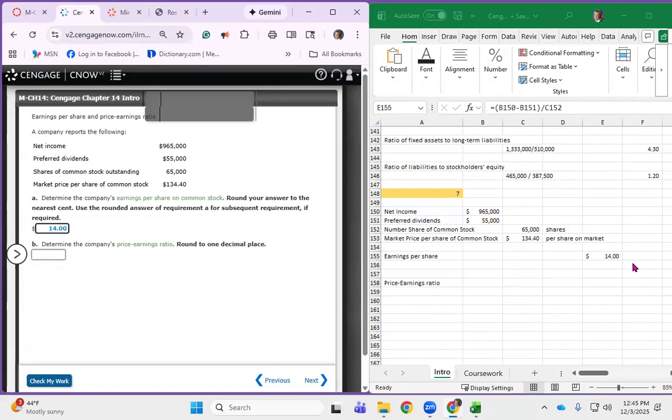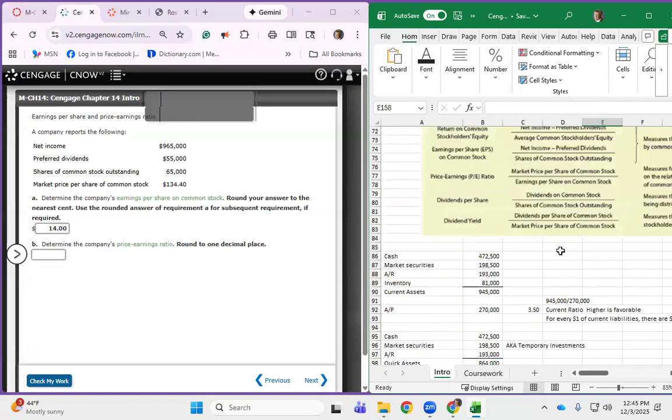So, per share of common stock. No, that's the earnings per share. Sorry about that. We've already got the market price up there. This is the earnings, which is when we took our revenues minus our expenses. Okay, now we need the price earnings ratio.